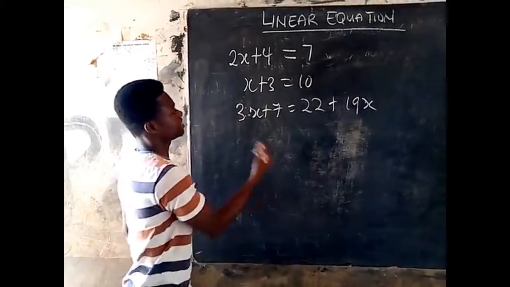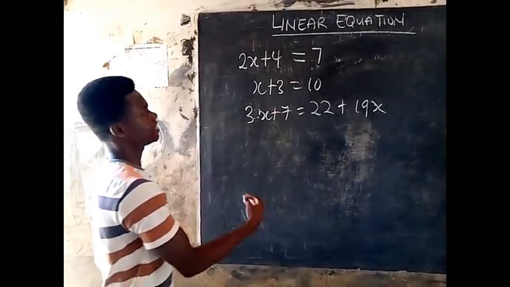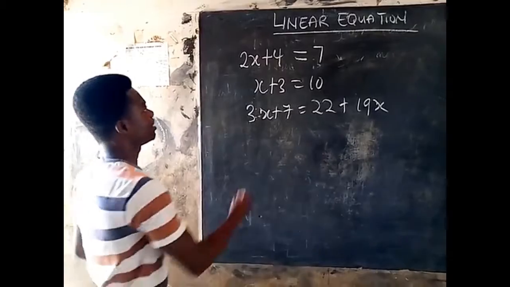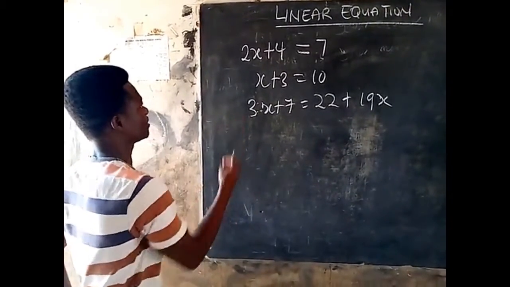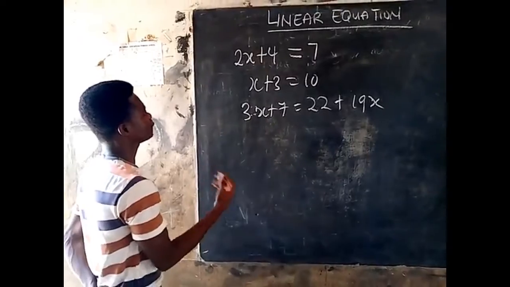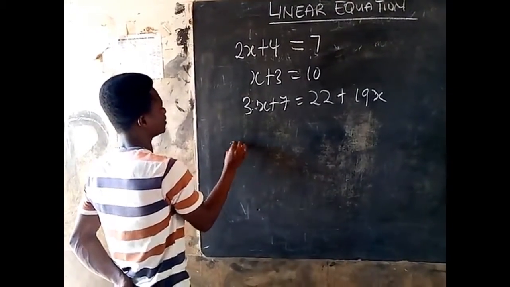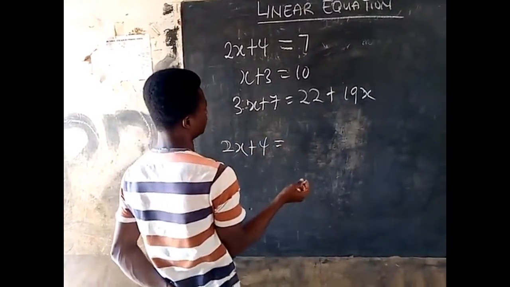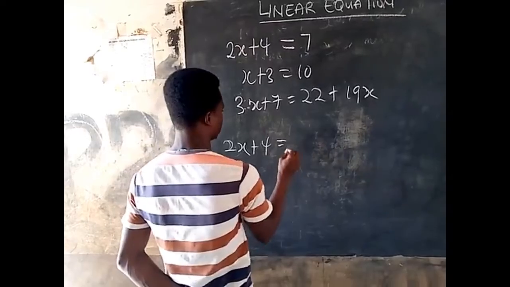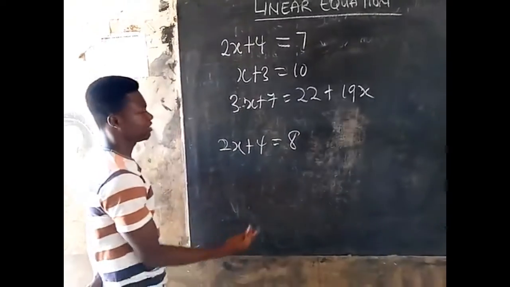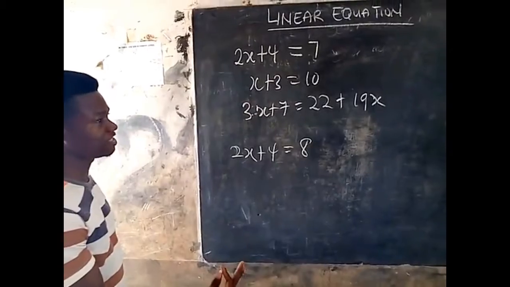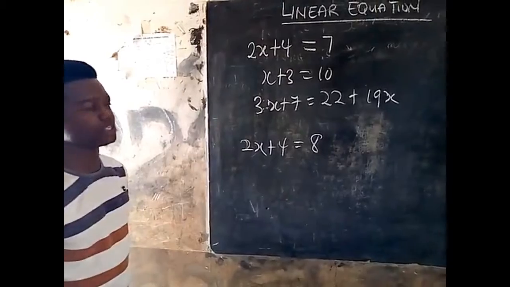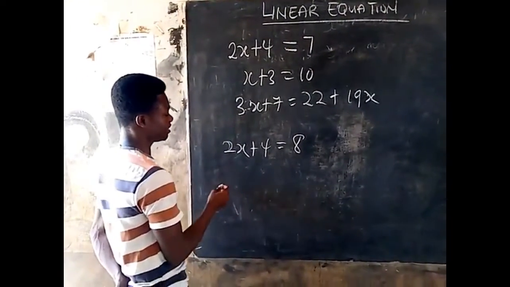Let's try and see how we find the true set of equations. It is very important that we learn how to find a true set of an equation. Let's take the first one and try. Let's say 2x plus 4 is equal to 8. Then we are finding a true set. When I say find a true set, it means we want a value of the variable that will satisfy the equation.